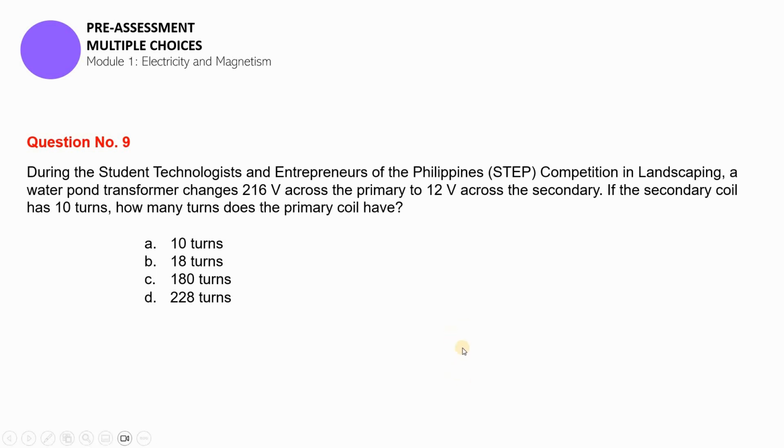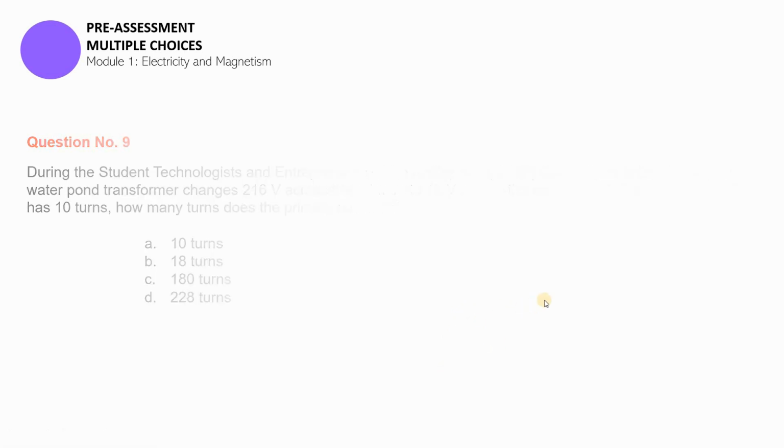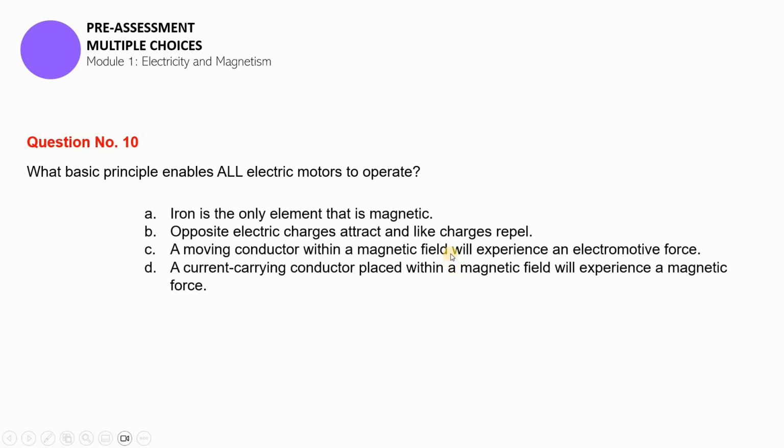If you are through, let us proceed to the next question. Question number 10. What basic principle enables all electric motors to operate? A. Iron is the only element that is magnetic. B. Opposite electric charges attract and like charges repel. C. A moving conductor within a magnetic field will experience an electromotive force. D. A current-carrying conductor placed within a magnetic field will experience a magnetic force. Pause this video if you need more time.